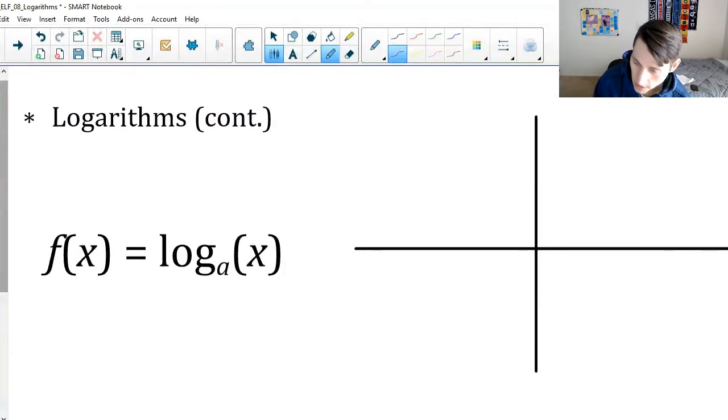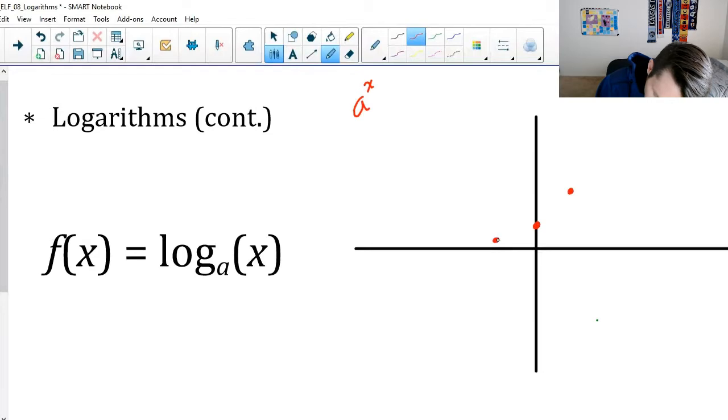So firstly, just the graph of logarithm. I'm actually first going to graph a to the x. So you might remember whenever we did exponentials, we graphed this function and it had these points.